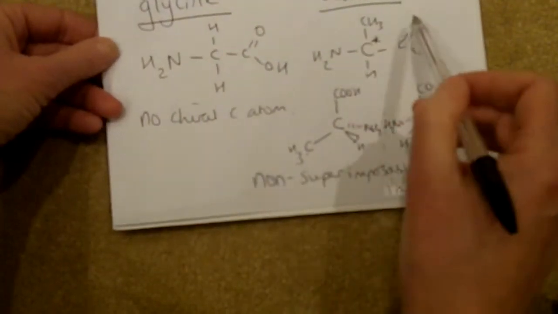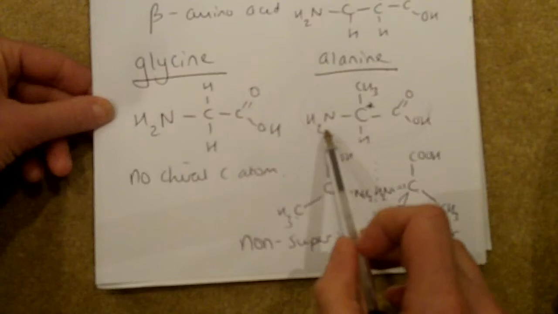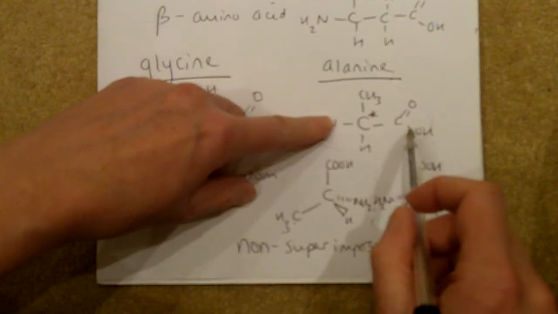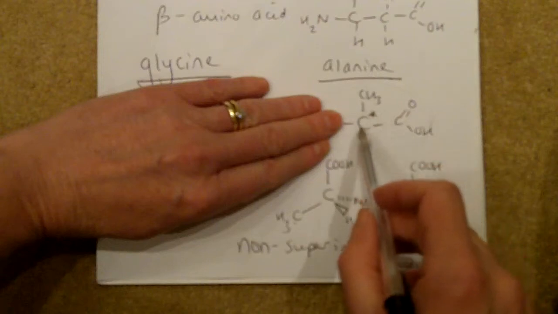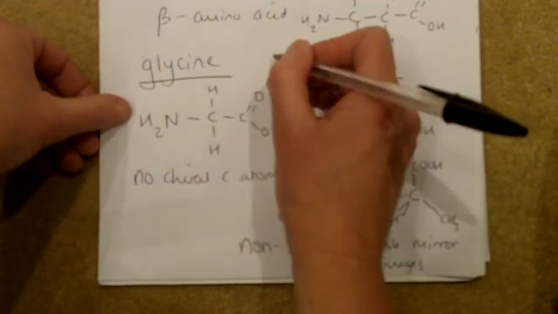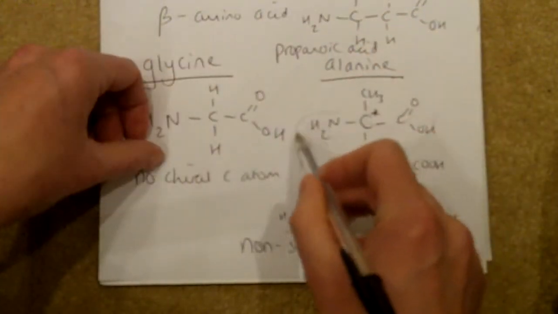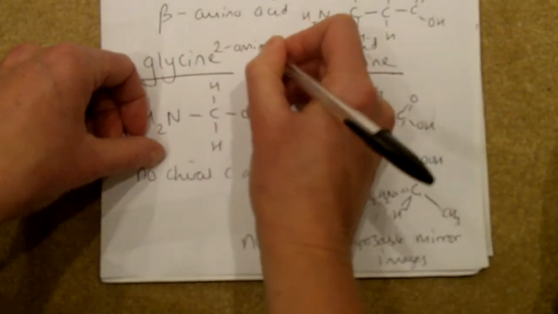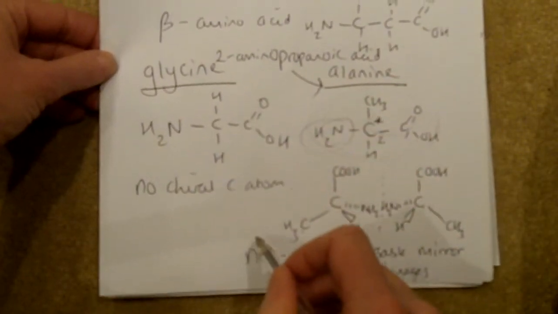Let's take alanine again. What's the systematic name? Alanine is the common name, but what's its chemical name? If you ignore the amino group, it is propanoic acid. Then you bring this in, and this is on carbon 2, so it's 2-aminopropanoic acid, the chemical name for alanine.